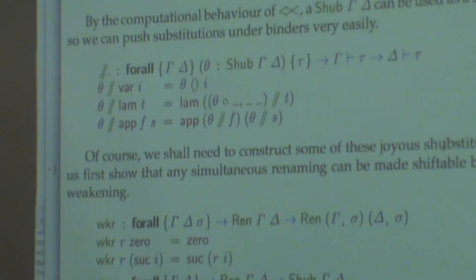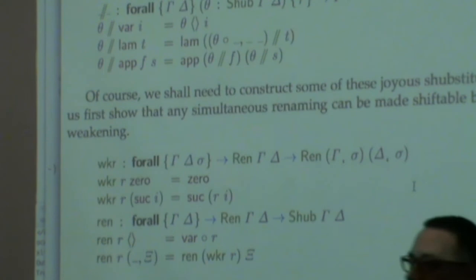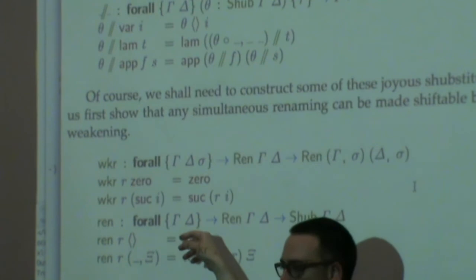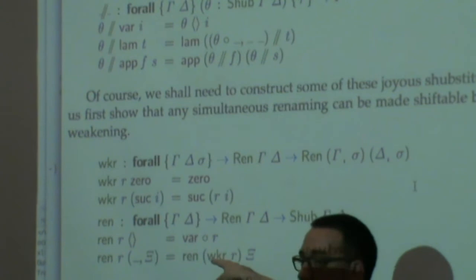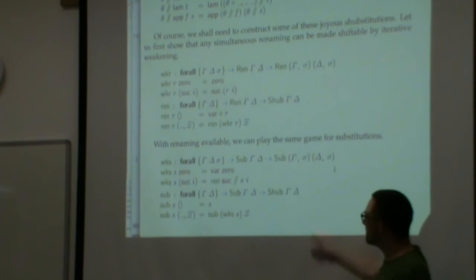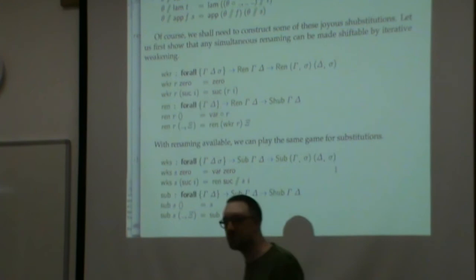It's easy to show that renamings are shiftable. Weakening a renaming just means taking 0 to 0 and doing whatever you did before. And then shifting is just iterating weakening. And then once you know how to rename, you know how to weaken a substitution, and then you iterate that to get shiftable substitutions. So that's the machinery for substitution.